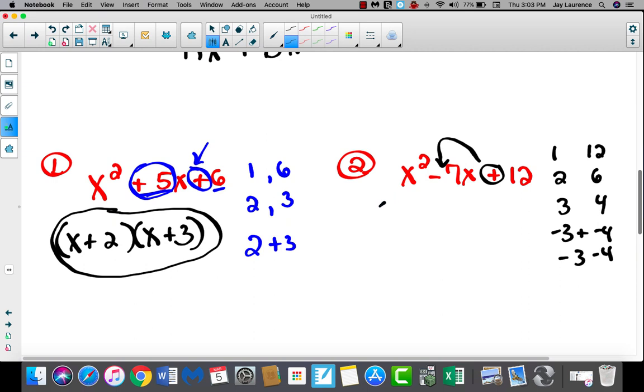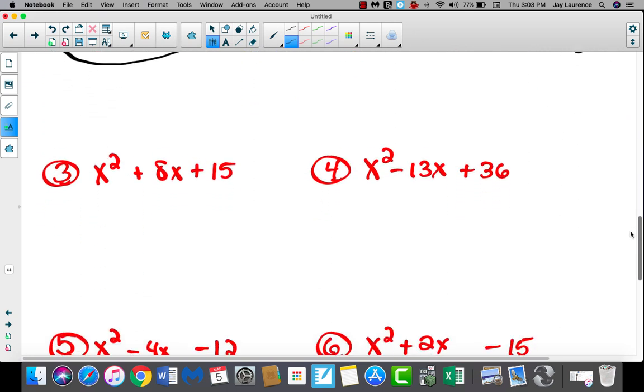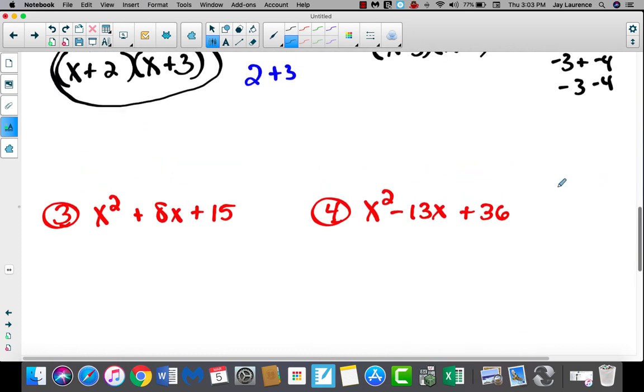This is going to factor as x minus 3 in a quantity and x minus 4. Now, if you're not sure if you did it right, you could always double distribute and make sure you get x squared minus 7x plus 12. Not a dumb idea. So did you see how I did that? I needed two factors of 12 that add to get negative 7. All right, I want you to try numbers 3 and 4 here. Pause the video, see if you can do them.